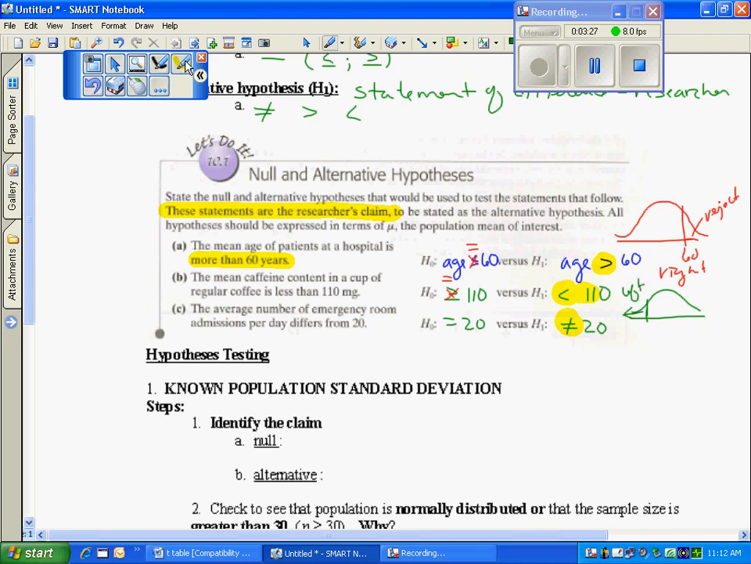In the last scenario, I'm not sure if I'm greater than or less than 20, so I'm looking at being very small or very large away from 20. So this would be a two-sided test, and we're going to need to know that in order to perform a hypothesis test.